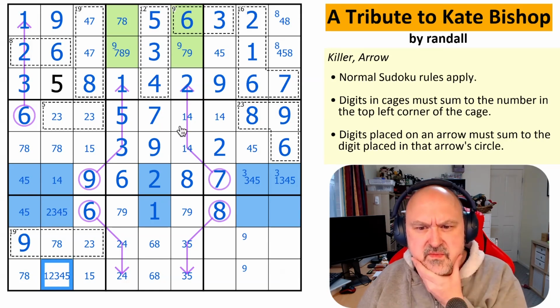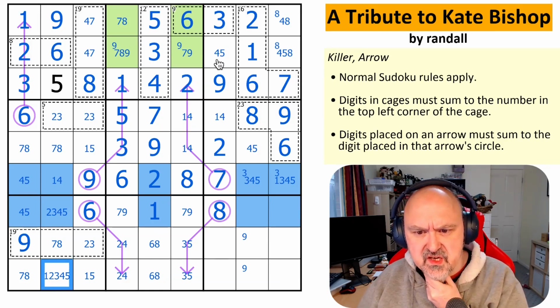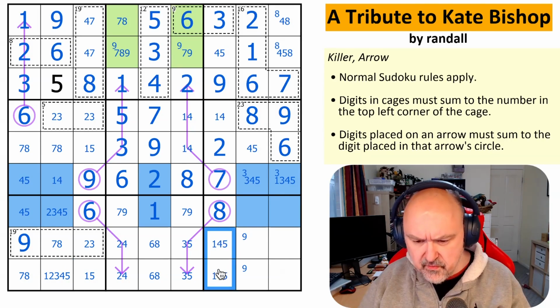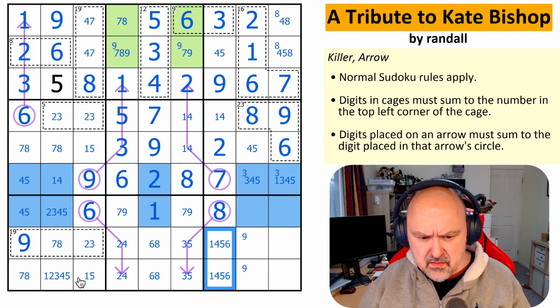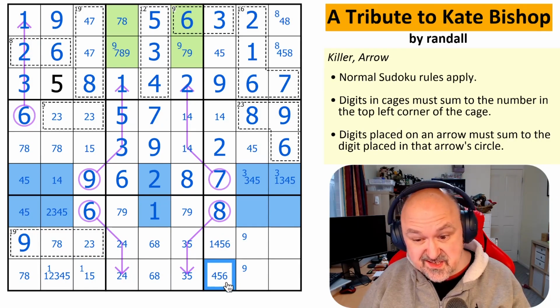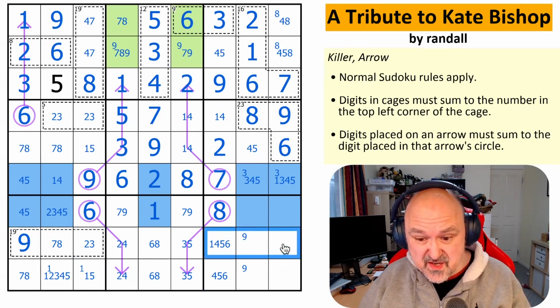Okay, so what am I missing? What pointing thing am I missing here? Okay, so 1, 2, 3, 4, 5, 6. So 1, 4, 5, 6 in here. Okay, so 1 can't go there or in this box. So 1 is down here, which means this is not the 1. So this is 4, 5, or 6. 1 is in one of those two.